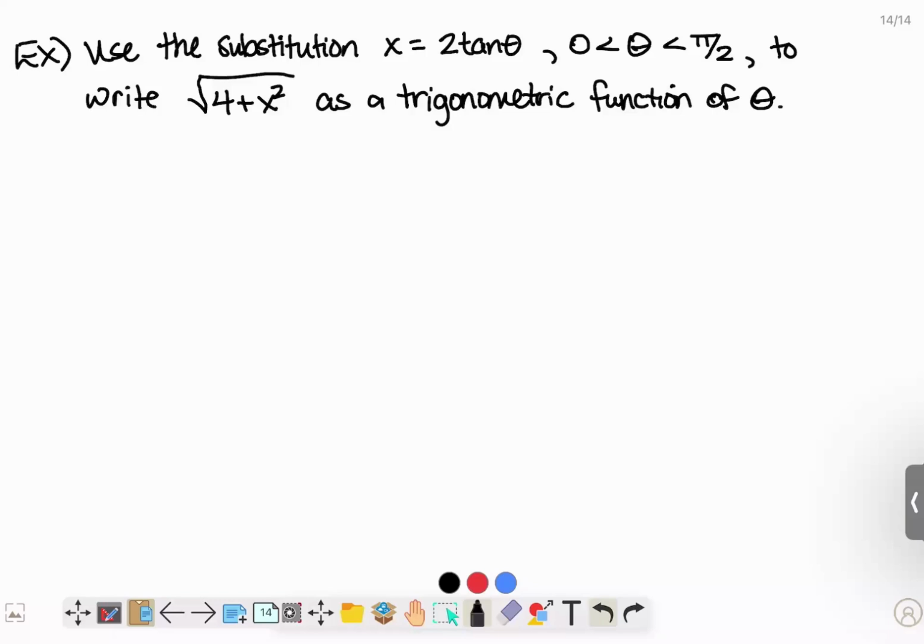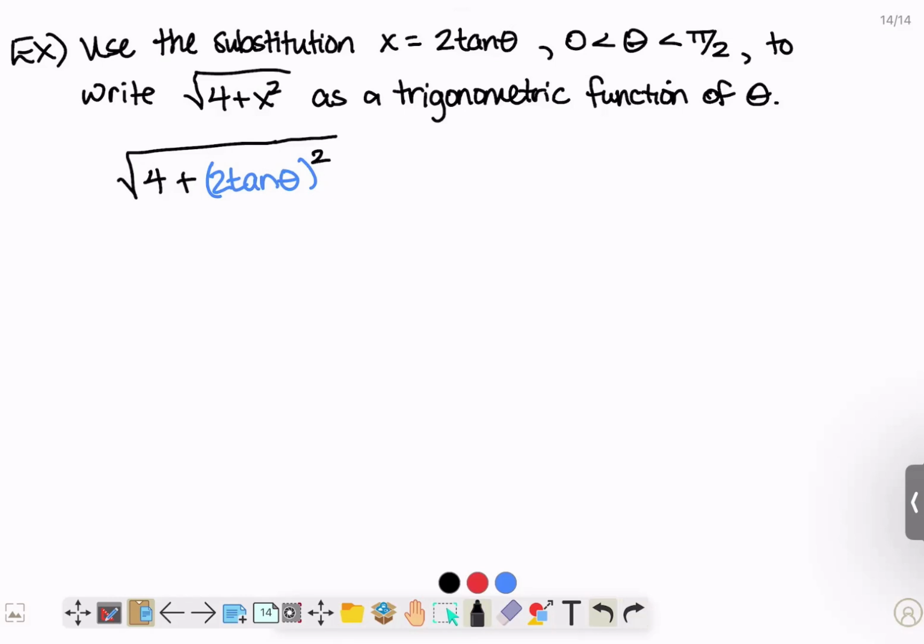Okay, so this one's a little bit different, but we're still just substituting. So we're going to plug in things that we know are equivalent to each other. They're giving me a value for x, and they're telling me that theta is between 0 and pi over 2. So in the first quadrant, everything's positive, so we don't have to worry about signs here. But they give me a value for x. So I'm just going to replace the x in 4 plus x squared with what they gave me. And this will be squared.